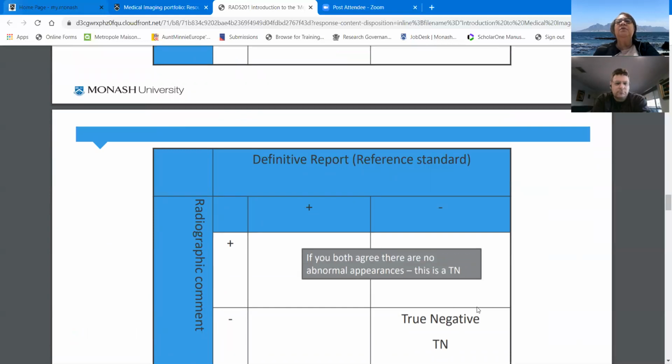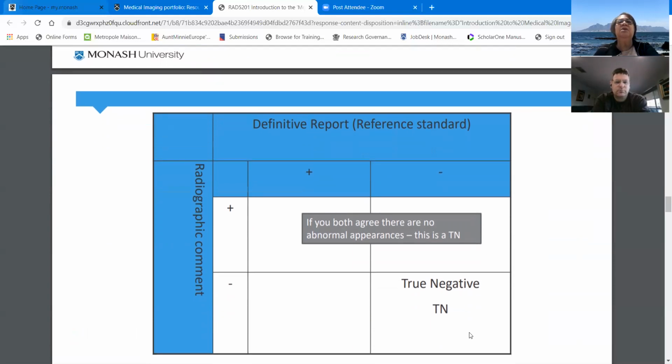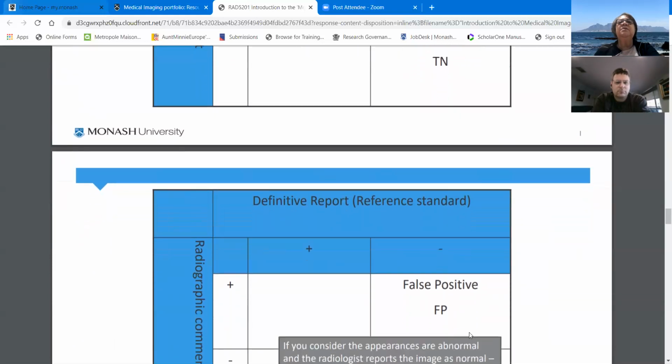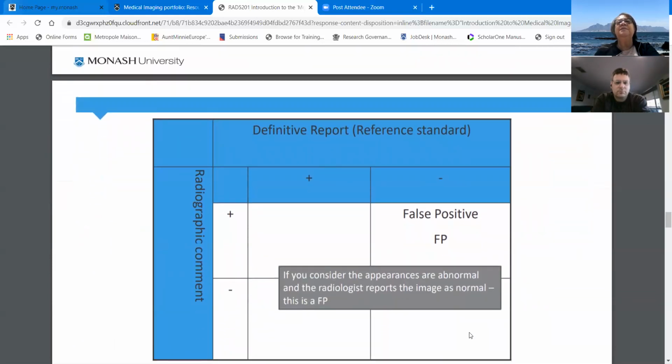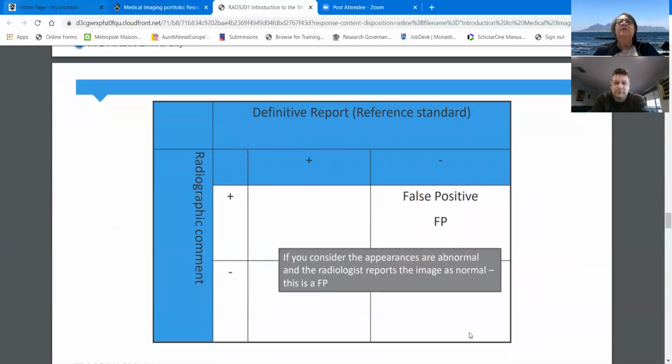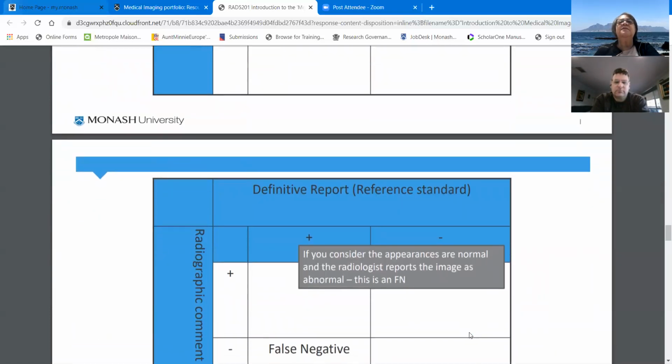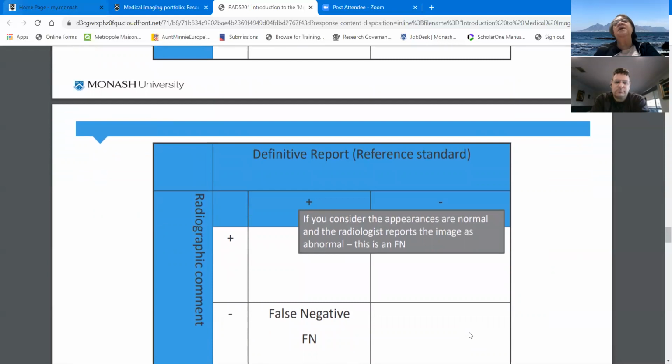And then you would work out the true negative cases where you are in agreement that there's no abnormality with the radiologist. And then the tricky bit is when it comes to the false positive. And that's where you think it is abnormal. However, the radiologist says it's a normal case. And then, of course, we will have the false negatives. And that is where you are saying it's normal, but it's actually an abnormal case. So that's your false negatives and your false positives.